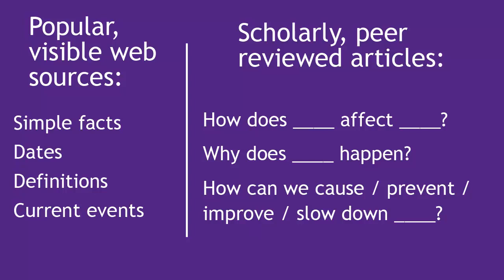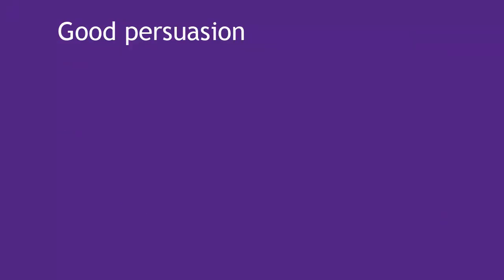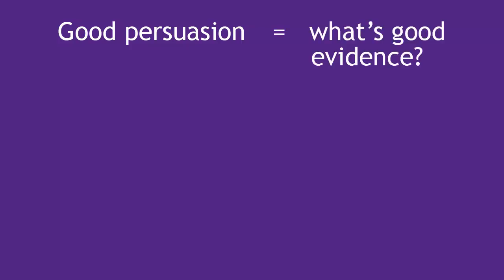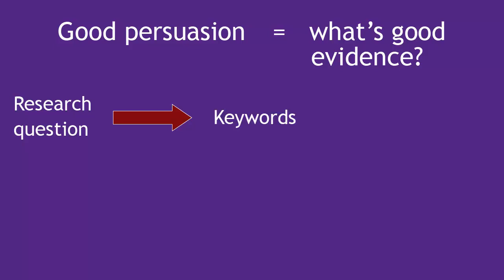Why does X happen? So in finding sources to help support a good persuasive argument, you need to think about what external, concrete, measurable evidence beyond your own opinions would help to persuade someone. That's what you're looking for in your sources. Then, just like we did last time, state what you are searching for as a research question, identify the most important keywords in that question, and create your search from that.